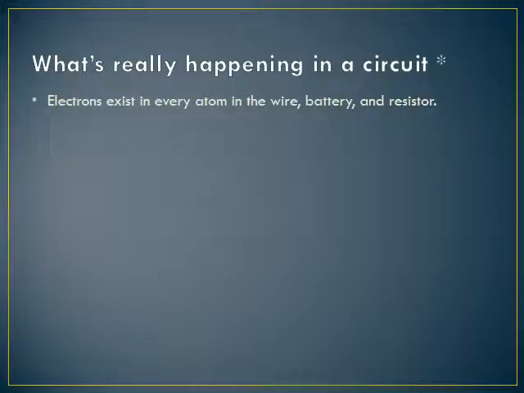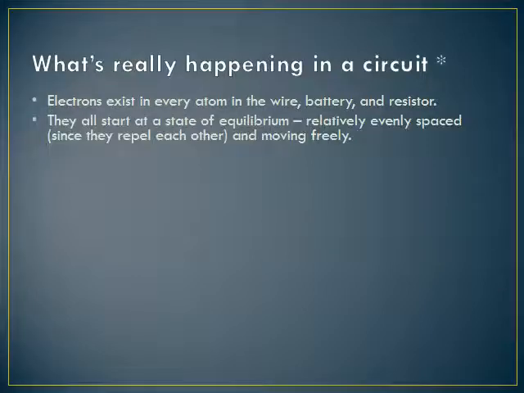So, reminder that electrons exist in every atom. And what makes up a circuit is wire, battery, and resistor, all conductors. So those atoms have electrons, which are all at a state of equilibrium, which means the electrons are relatively evenly spaced. They're repelling each other, so they're spread out through the entire circuit, and they can move freely between the atoms.